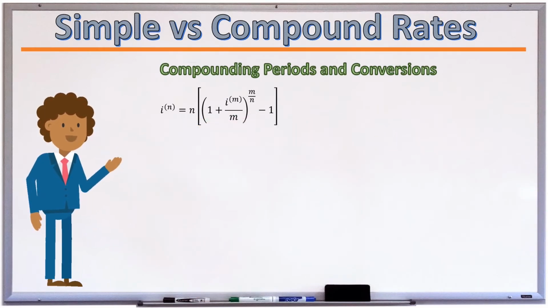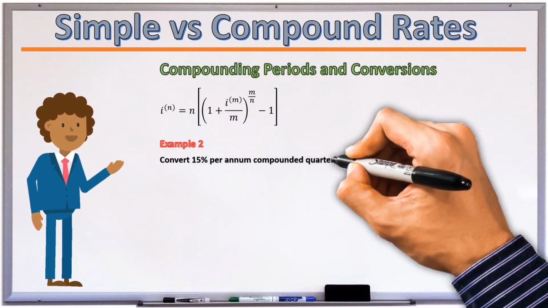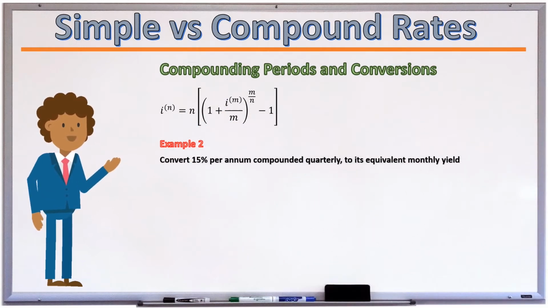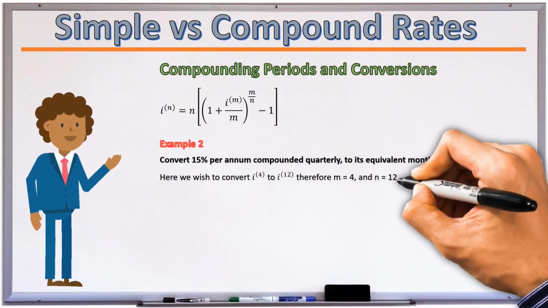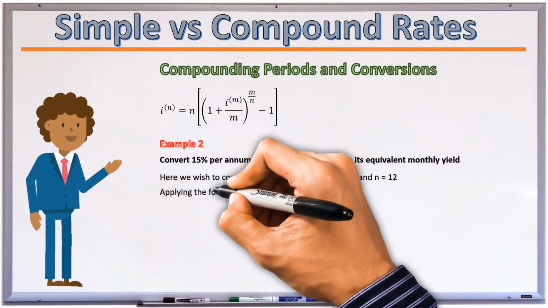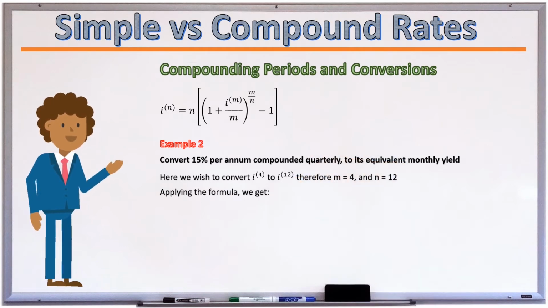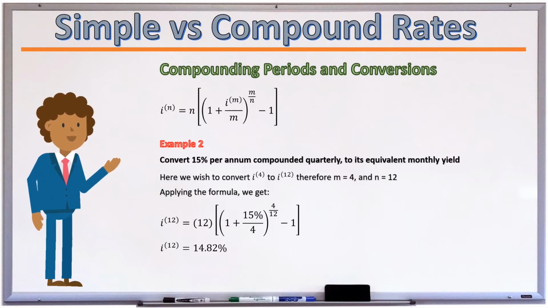Example 2. Convert 15% per annum, compounded quarterly, to its equivalent monthly yield. Here we wish to convert I4 to an equivalent I12 rate. Therefore, m is equal to 4 and n is equal to 12 in our formula. We substitute the various values into our formula and we arrive at 14.82%. So, in other words, a 15% per annum rate compounded quarterly is equivalent to a 14.82% rate compounded monthly.